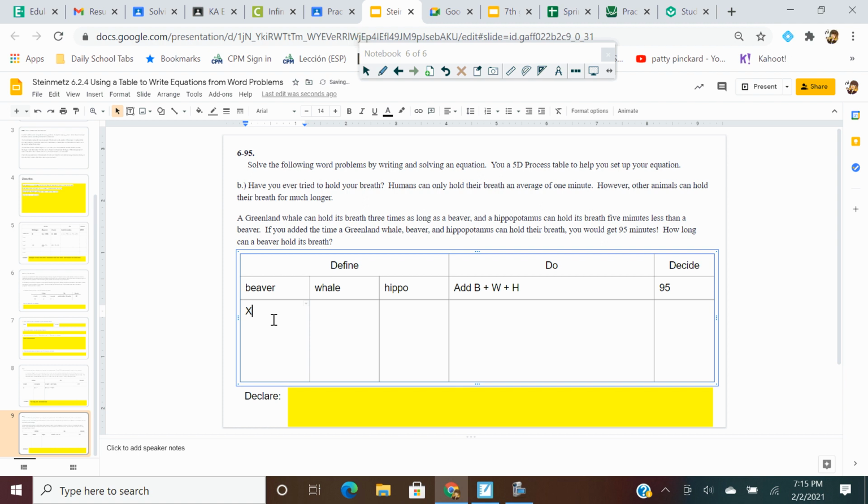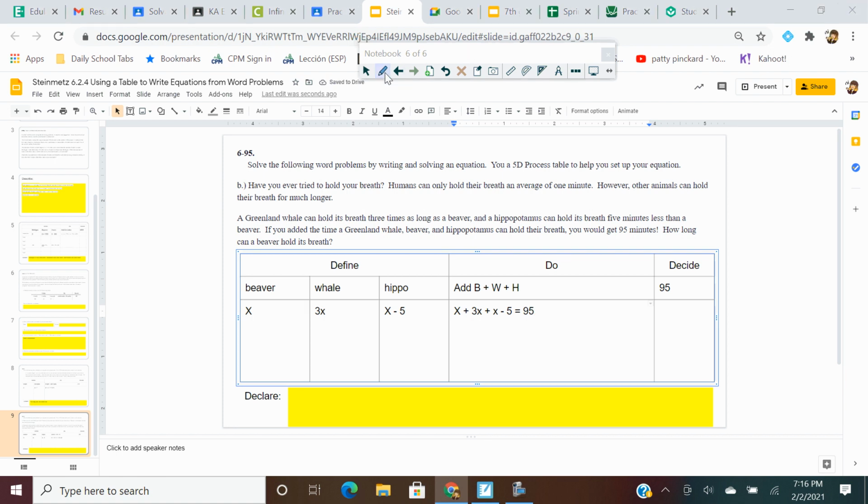All right, if I make the beaver x, it tells me the whale is 3 times as long as the beaver. So that means it's 3x. And I could write x times 3 there, but then I get confused when I go to write my equation. And then the hippo is 5 less than. So it's x minus 5. So then over here, I'm going to add x plus 3x plus x minus 5, and that equals 95.